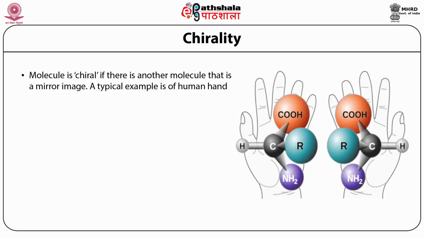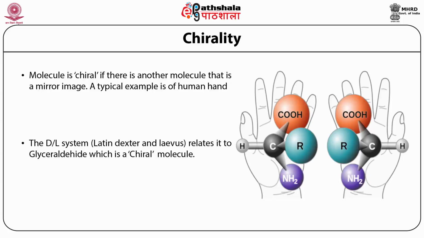All chiral molecules have a nomenclature. In case of amino acids, these are denoted by D-cysteine and L-cysteine. Both caps generally use smaller size alphabets to designate them. These names have come from Latin words dexter and laevus, and these relate to the structure of glyceraldehyde, which is a chiral molecule.